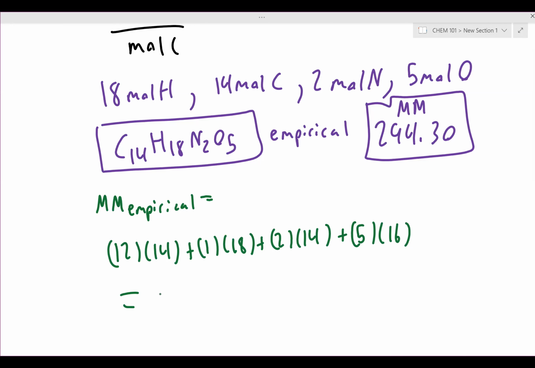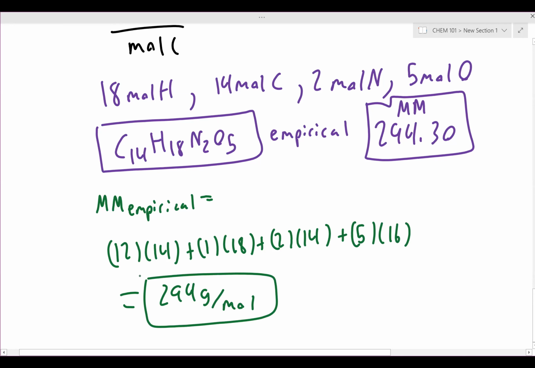So we'll have 12 times 14 plus 18 plus 2 times 14 plus 5 times 16. And lo and behold, it's a perfect match. So do we have to do anything special? Do we have to even calculate N in this case? Are the empirical and molecular masses different? If our empirical mass is 294 grams per mole, do we have to do any additional work, or are we done? You're done, exactly. In this problem, the reason why I gave you the molar mass is so that you can check your work.